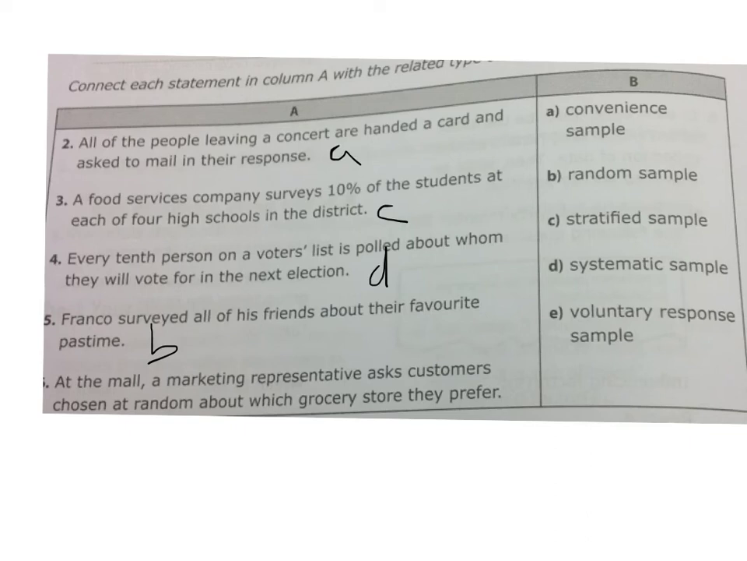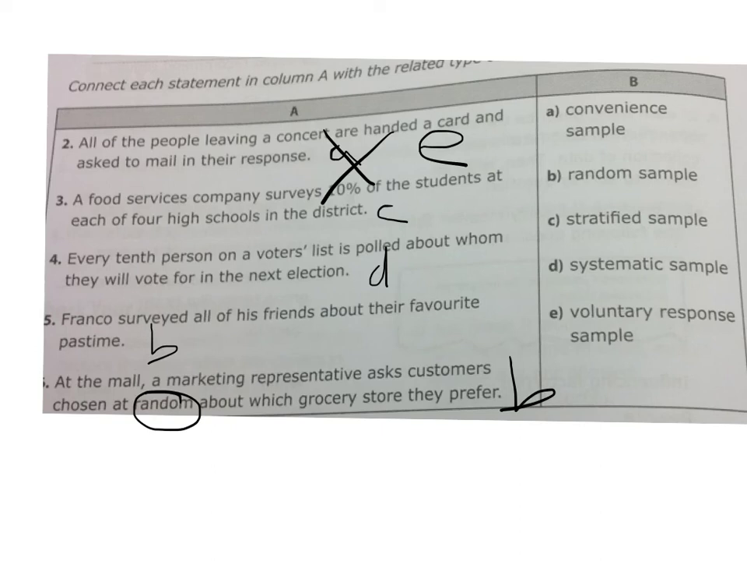At the mall, a market representative asked customers chosen at random about which grocery store they prefer. B. That would be B. The word random's even in it. Okay? So let's double check. Let's see how close you guys came. That would be E then. The first one, 2, shouldn't be A, it should actually be E. It's voluntary. Okay, because people would have the choice whether to take it or not. It's voluntary whether you do it or not.